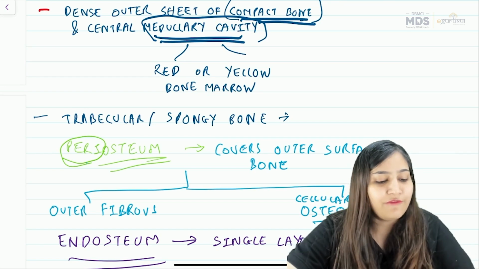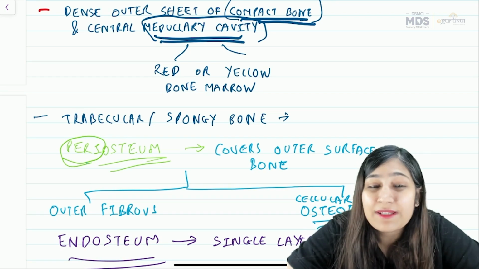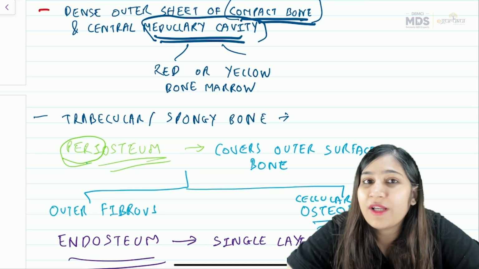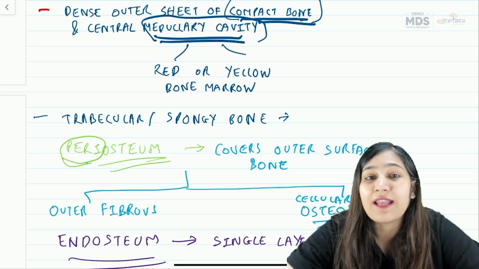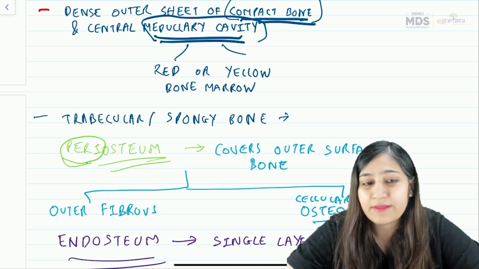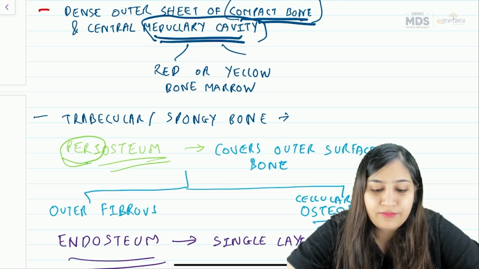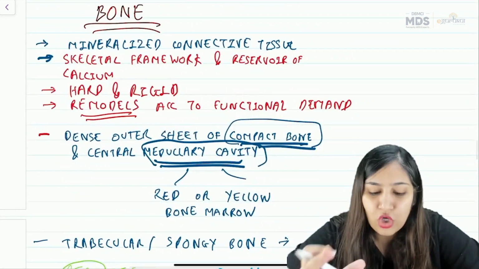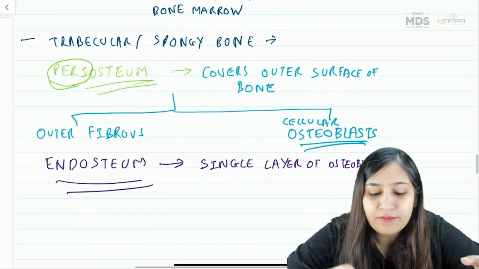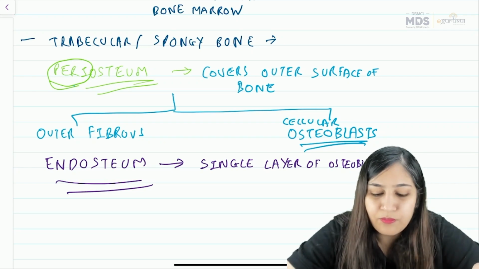What are the functions of bone? It acts as a supporting tissue, provides attachment to the muscles, and is a reservoir of calcium ion. An important property of bone is its plasticity. It is hard and rigid, but it has plasticity, remodeling. It remodels mainly according to the functional demand. So basically, all the bones have an outer compact layer, an inner medullary cavity, periosteum covering the outer surface, and endosteum covering the inner bony cavities.